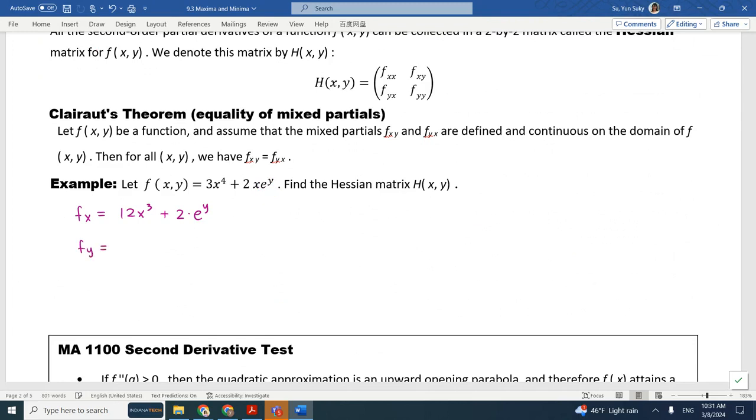How about fy? Gabby? So fy, the derivative of this is 0, right? Because x is now a number. And then the derivative of the second term is, yeah, we keep the 2x. Yes, very good. The derivative of e to the y is e to the y. Is that okay, everybody?